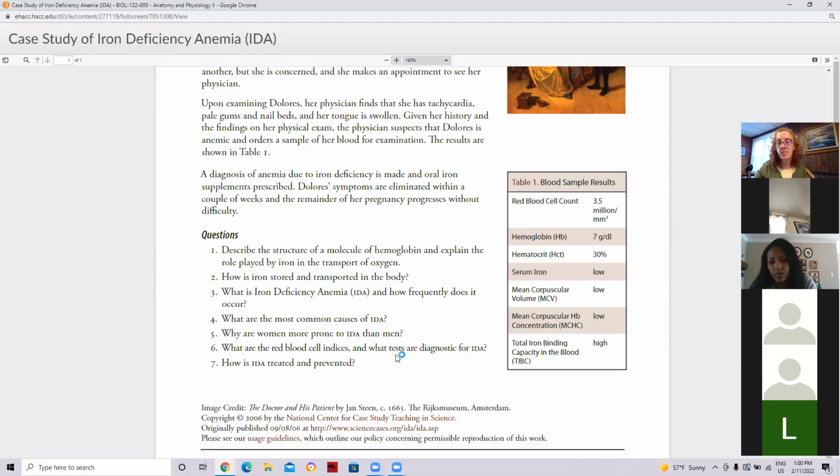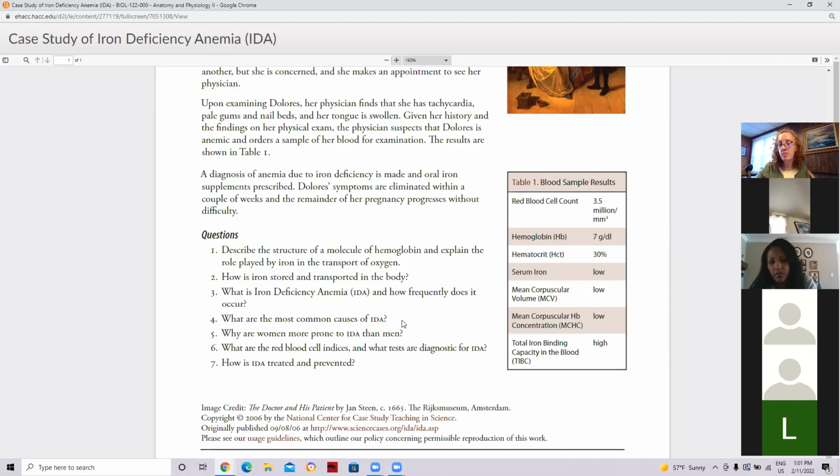What are the red blood cell indices and what tests are diagnostic for IDA? The red blood cell indices are tests to assess red blood cells in a complete blood count. This is another answer I would just Google and put a citation. I would say that these are the tests that would assess for iron deficiency anemia. First off, the number one is the hematocrit. We understand the hematocrit. And then there are other tests.